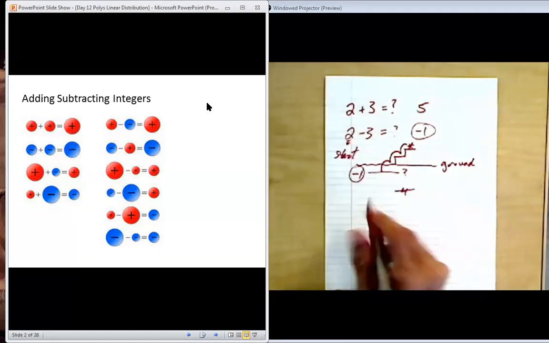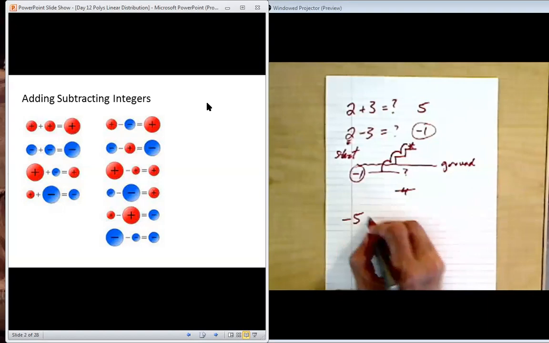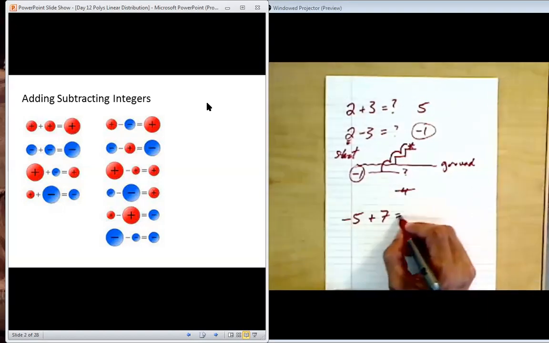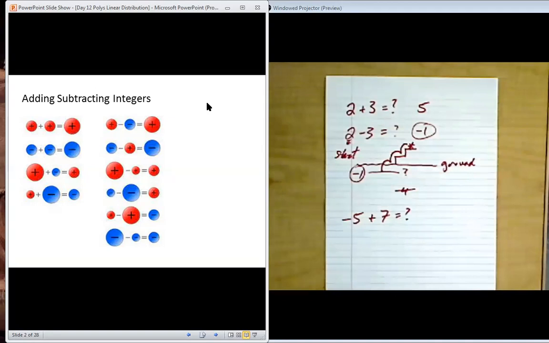Let's try these ones. What's minus 5 plus 7 equal to? Keeping this picture in your head. What's that? From class, we got 2. Got a minus 2 from class. 2. Got a 2 from Zoom. Two 2s from Zoom. Okay, let's take a look.